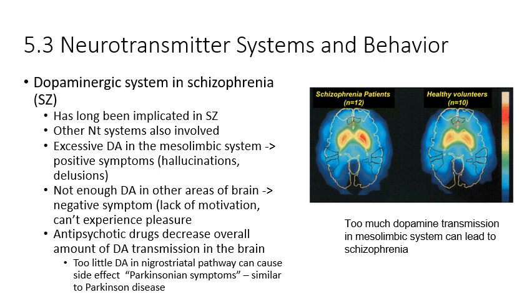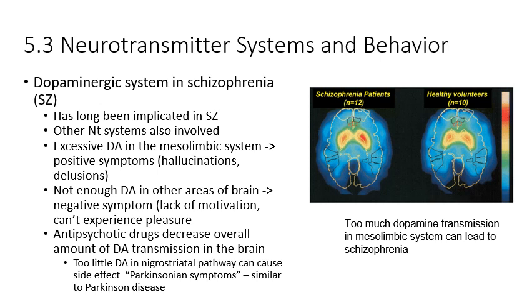The dopaminergic system has long been implicated in schizophrenia, a psychological disorder characterized by hallucinations, or seeing and hearing things that aren't there, as well as delusions, believing things that are not true. There are other neurotransmitter systems involved, but dopamine was one of the first that we discovered, and it definitely plays a big part in schizophrenia. In schizophrenia, there's excessive dopamine in the mesolimbic system, which causes some of these positive symptoms like hallucinations and delusions, and not enough dopamine in other areas of the brain, which causes what we call the negative symptoms, which is lack of motivation, inability to experience pleasure, etc.